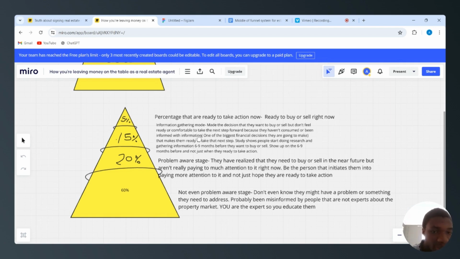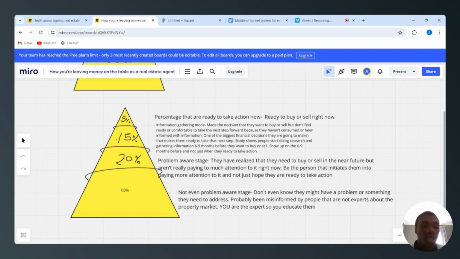They've made a decision that they want to buy or sell, but they're just not ready. Something feels off. It just doesn't feel right for them to do it right now. That's where you come in. That's where your education comes in. That's where the educate part of your sales process comes in, to get them into this 5% that are ready to take action right now.